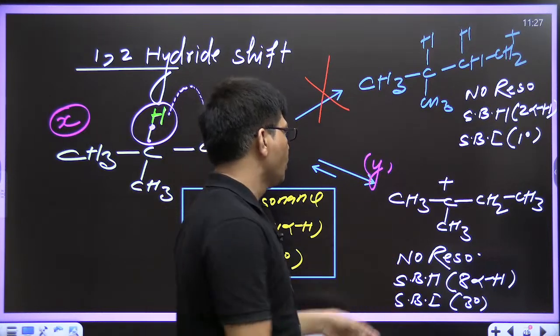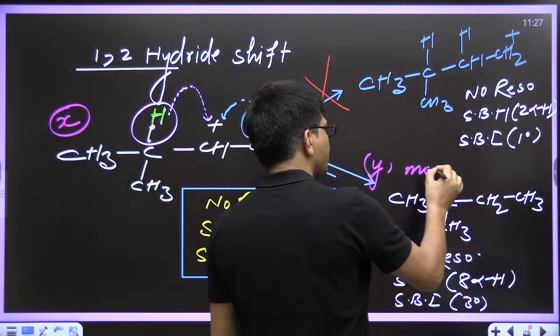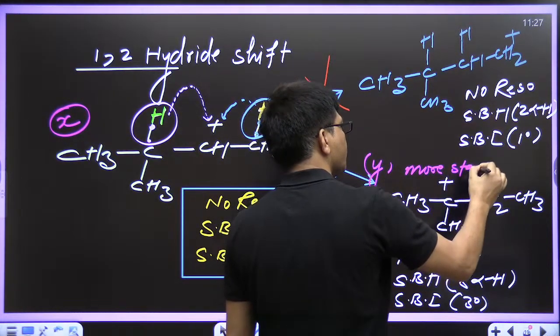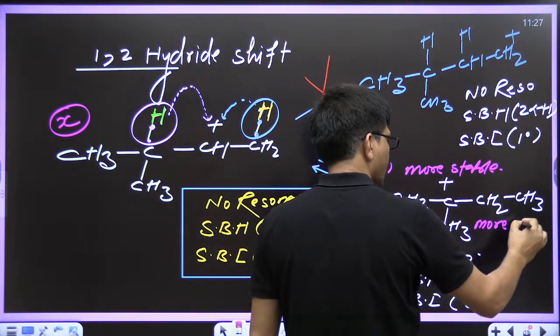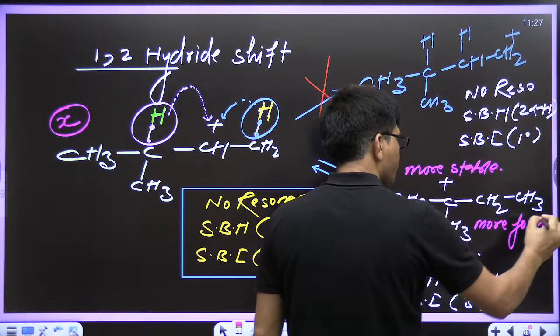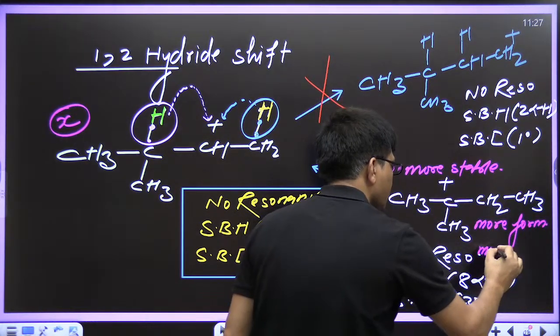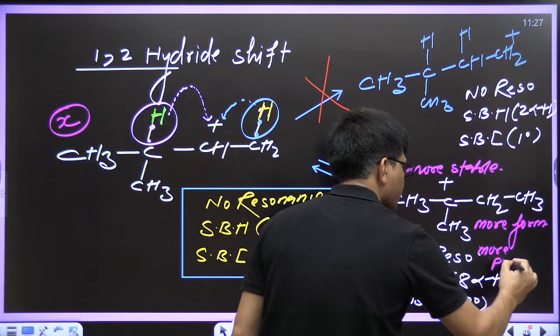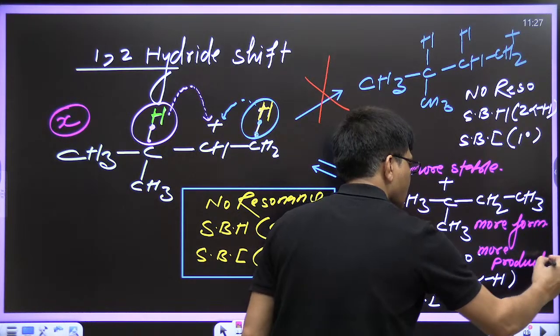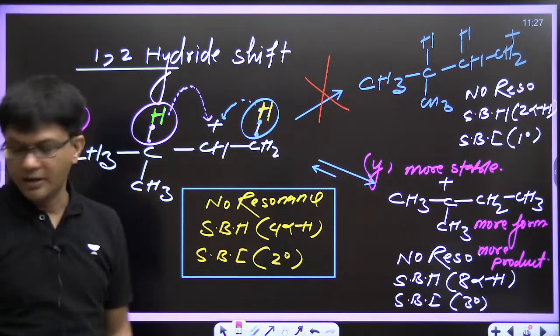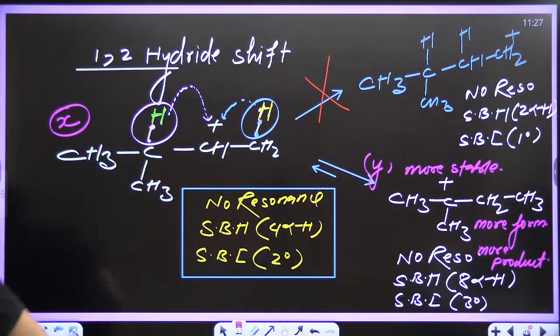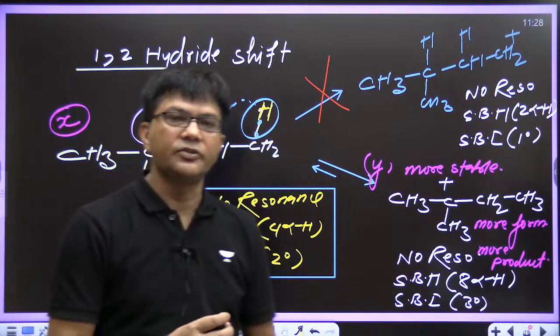Y is more stable, so more formed, more responsible for product, more product formation. Till now, is it clear to all of you? Hydride shift: from which side the hydride is going to shift, and why the shifting is taking place.